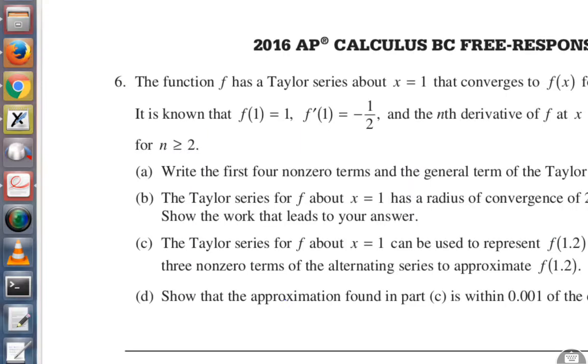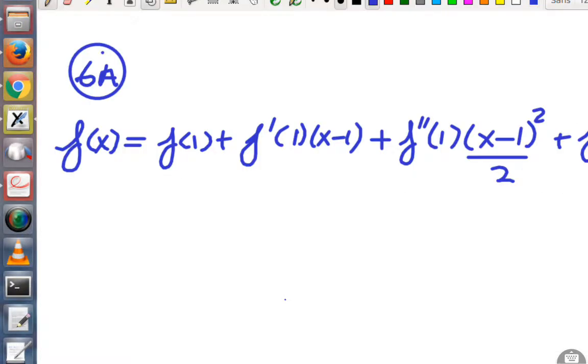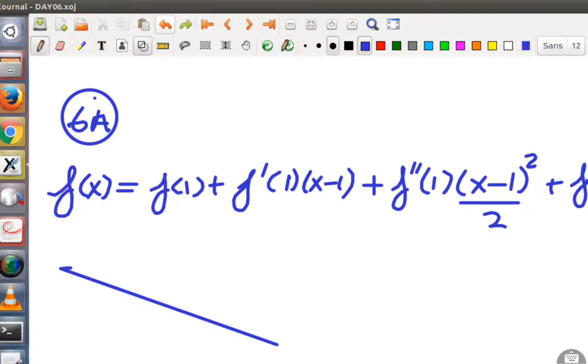Now, what do we got? We got f of 1 is 1, f prime of 1 is negative a half. Alright, let's put that in. So we get f of 1, my tablet's a little laggy here, sorry. F of 1, okay, f of 1 is 1. F prime at 1 is negative a half.